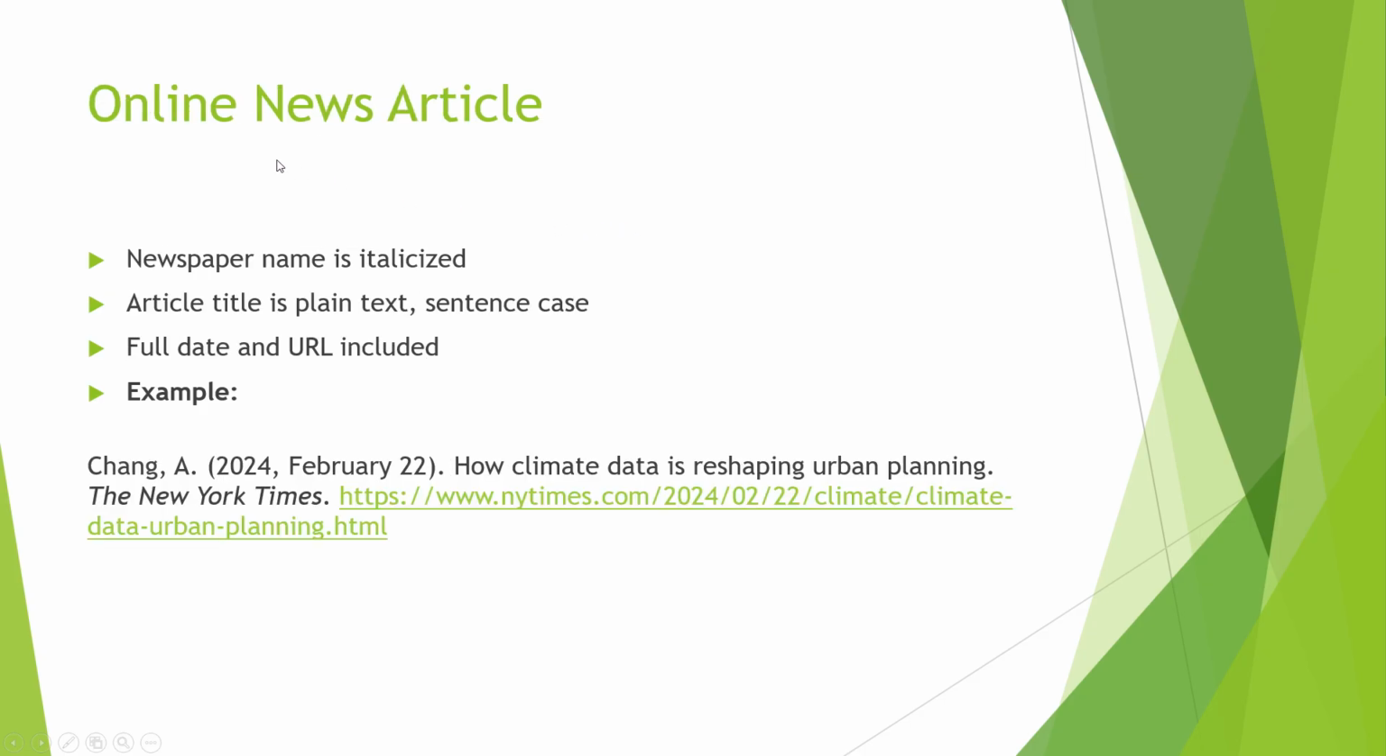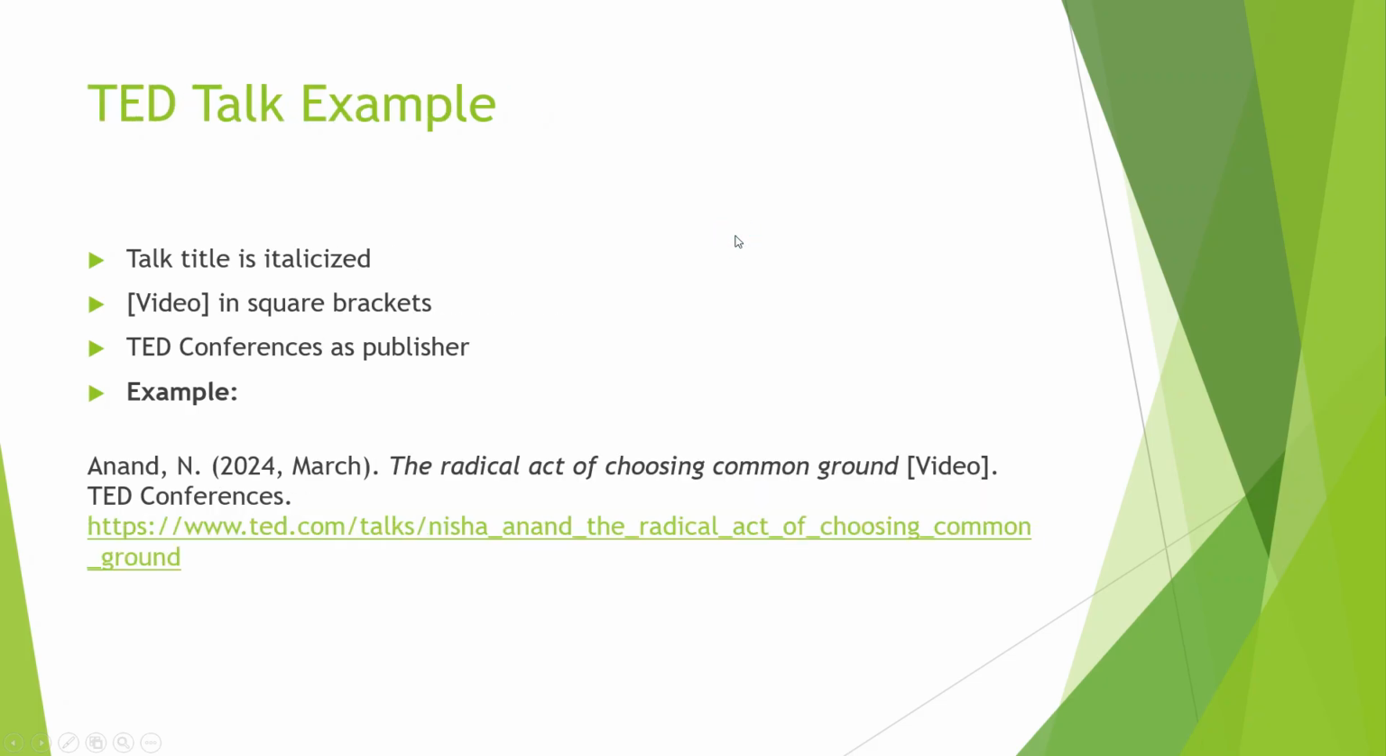An online news article. You want to not italicize the name of the article, but if it came from whatever newspaper, it is italicized. And again, the date and the author. A TED Talk. TED Talks are popular, so the title is italicized. TED Conferences is the publisher, and we also need to indicate that it's a video. And then, of course, it comes from here.